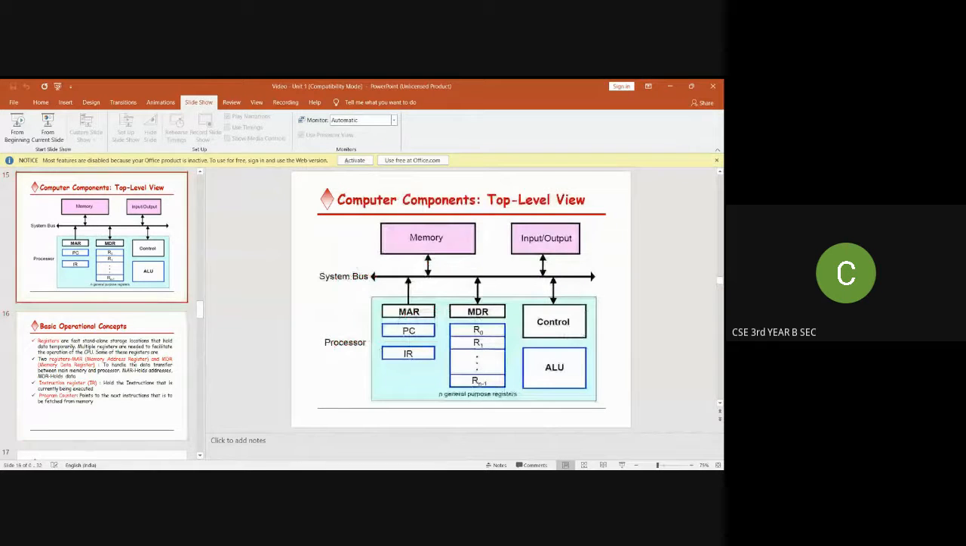First, we have n general purpose registers, R1 up to Rn minus 1. These are all the general purpose registers used in the processors. We can have n number of registers, and they are used to store operand values.